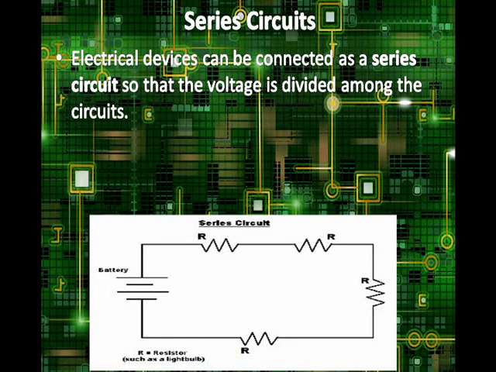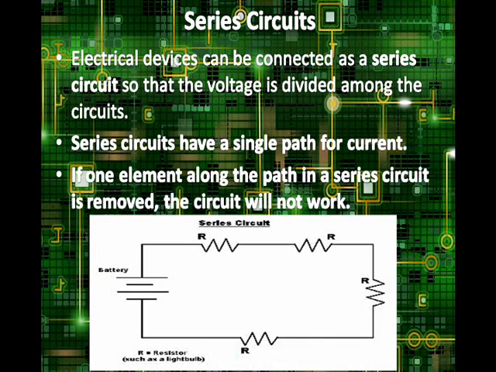And if one element along the path in a series circuit is removed, the circuit will not work. Like if you remove one of the resistors in the picture below, the circuit is broken and it's then opened and it will not allow electricity to flow through it. Now, it's very important that you learn the difference between series and parallel, and you'll need to be able to draw these series and parallel. So just be aware of that.